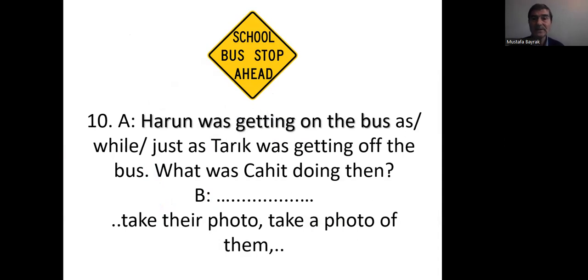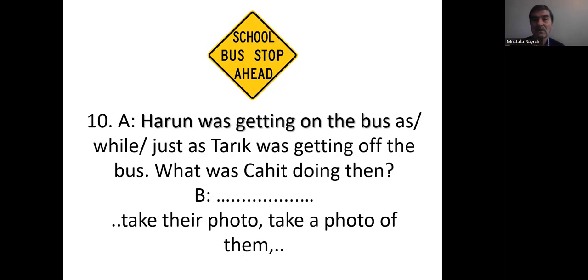10A. Harun was getting on the bus. This is the place to use the conjunction just as. Harun was getting on the bus as Tarık was getting off is also possible, or while Tarık was getting off the bus, but think about this situation: just as, it is much better. Just as Tarık was getting off the bus.